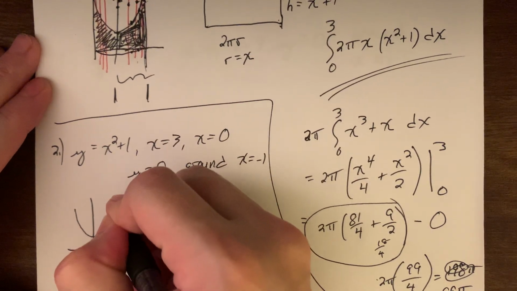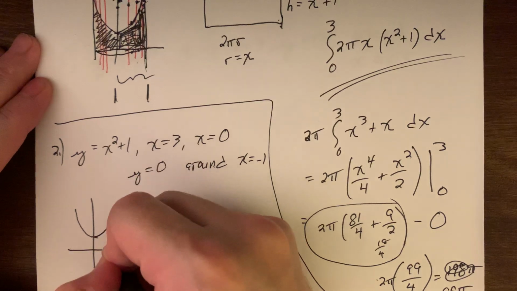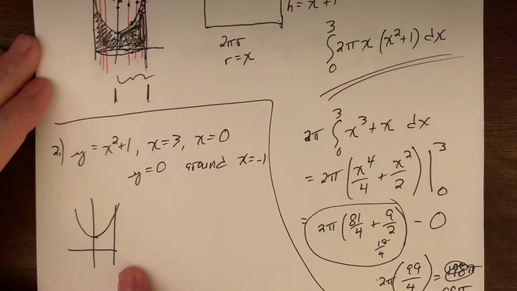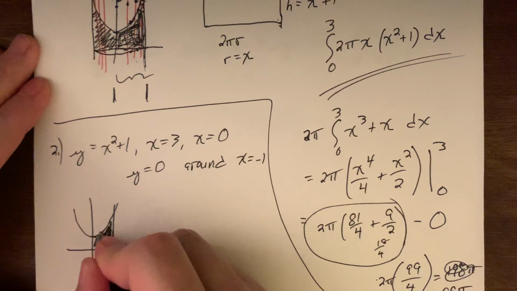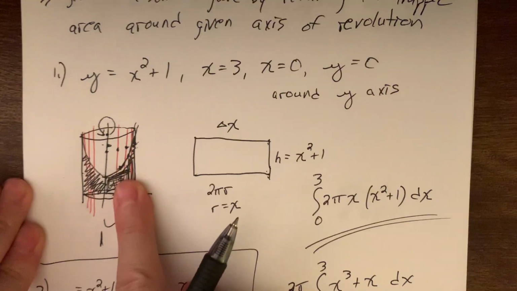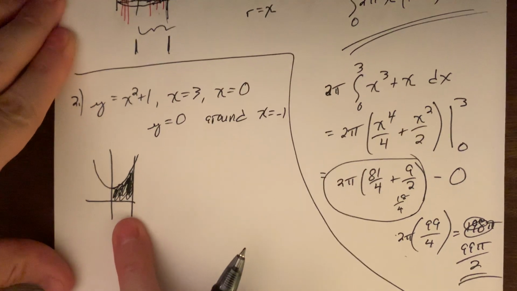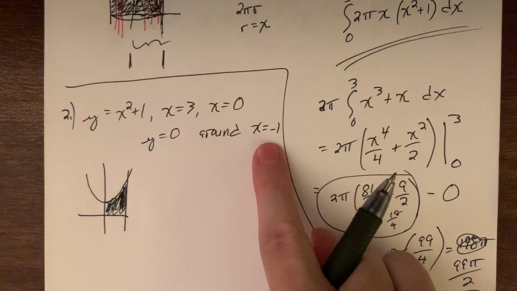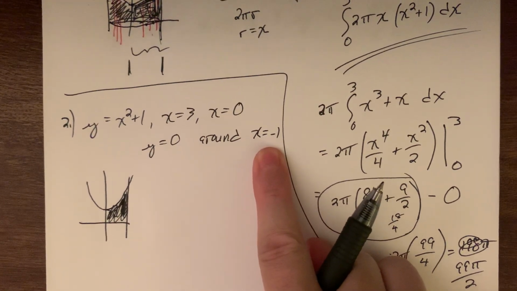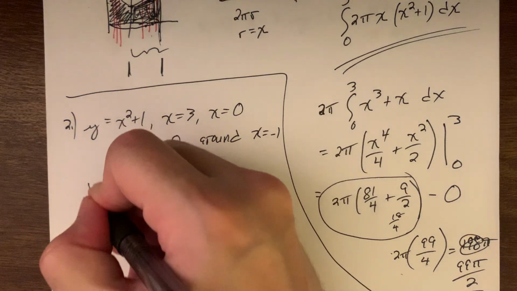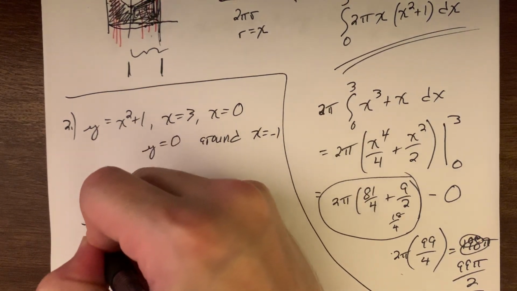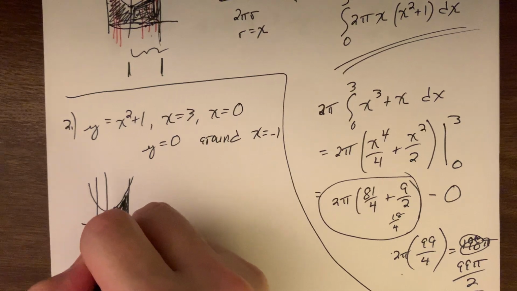So that I know x equals 3 is somewhere over here and it'll hit this curve. That gives me my right edge. The x equals 0, that's the y-axis. Y equals 0, that's the x-axis. So again, same shaded region that we had up here a moment ago, same startup. But now I'm taking that around x equals -1, okay? So x equals -1 will be over here, and we're going to go around that line.